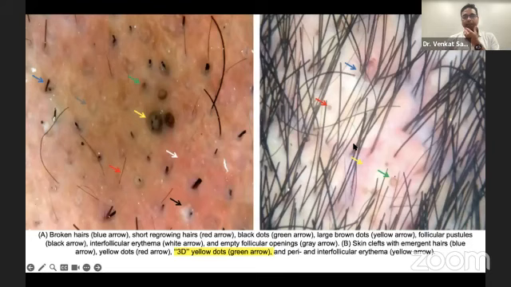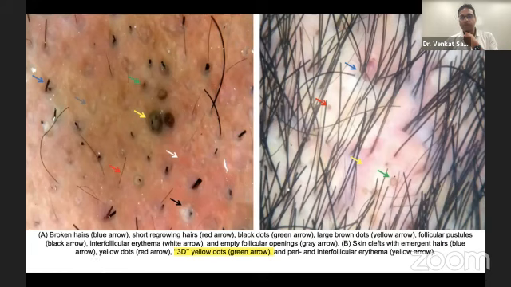Okay. The second slide again shows large brown dots, which are probably follicular plugs, which I've shown you earlier in the DLE case. You're seeing broken hairs. You're seeing interfollicular erythema. You're seeing follicular pustules here. These are follicular pustules, empty hair follicles in some places, skin clefts with multiple hair follicles coming out. You're seeing a red dot, I think, here.